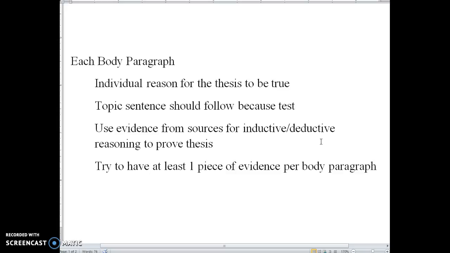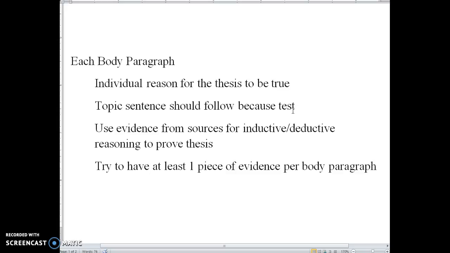But for each body paragraph, keep in mind you want an individual reason for the thesis to be true. So you should be able to look at each body paragraph and say, this is what the reason is that this paragraph is supporting. And that should be written in the topic sentence. The topic sentence should very clearly state what the reason is to make your reader clear on what exactly you're going for. And remember that we want to follow the because test, and I'll show you what that means in just a moment.